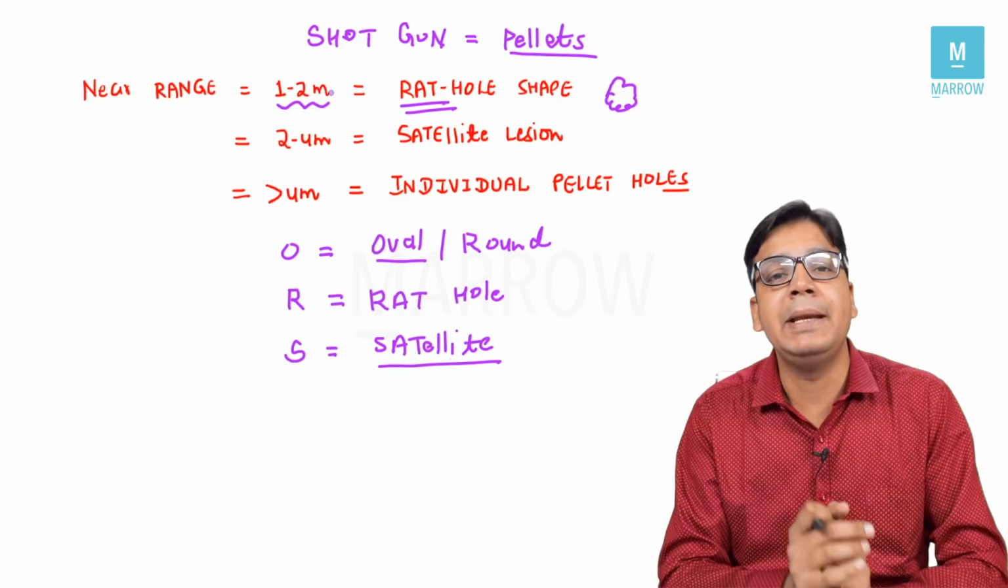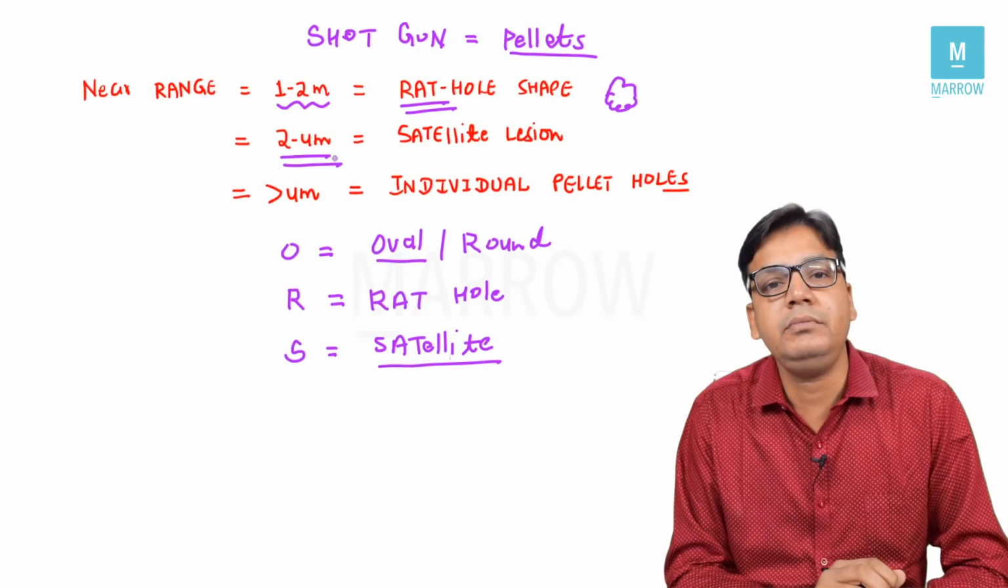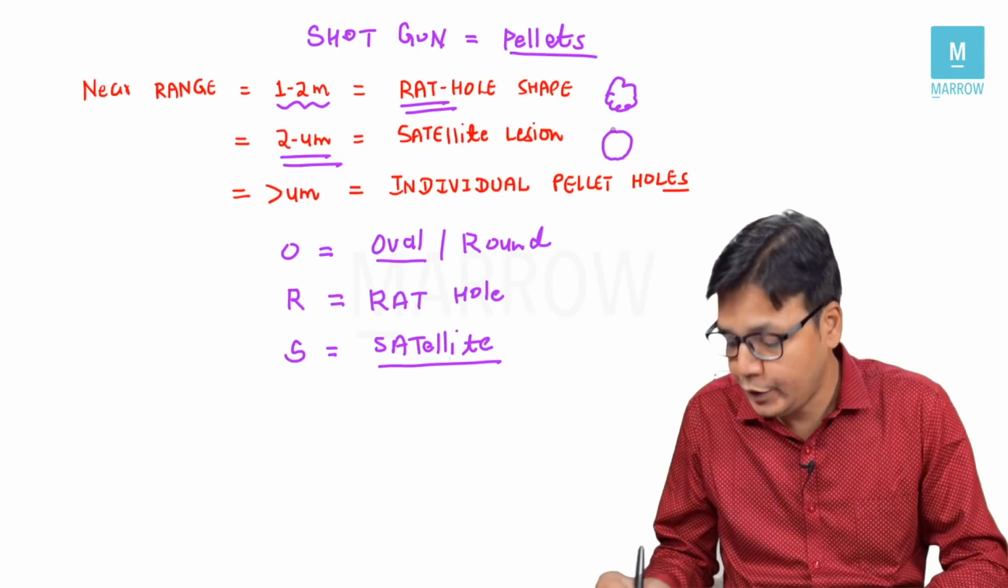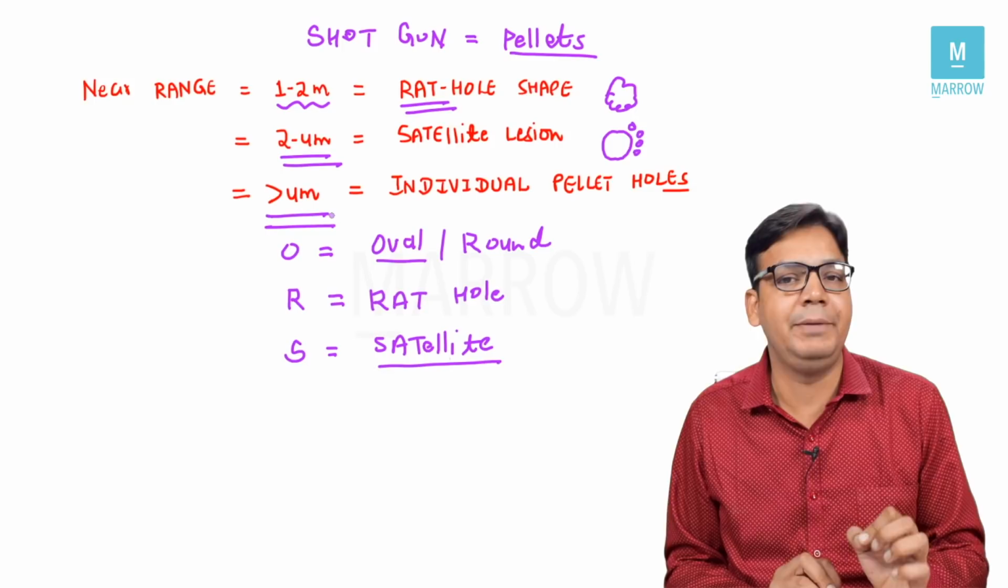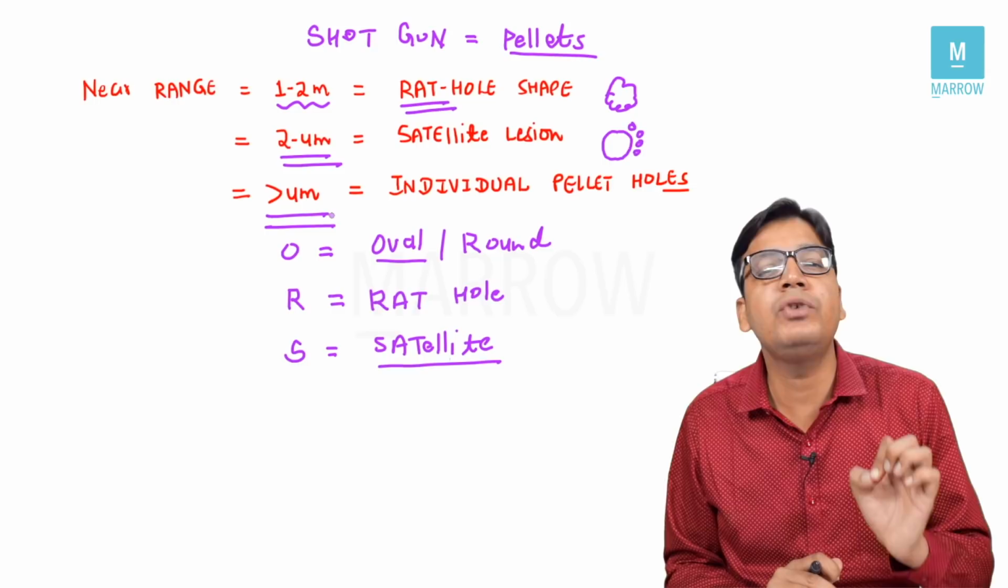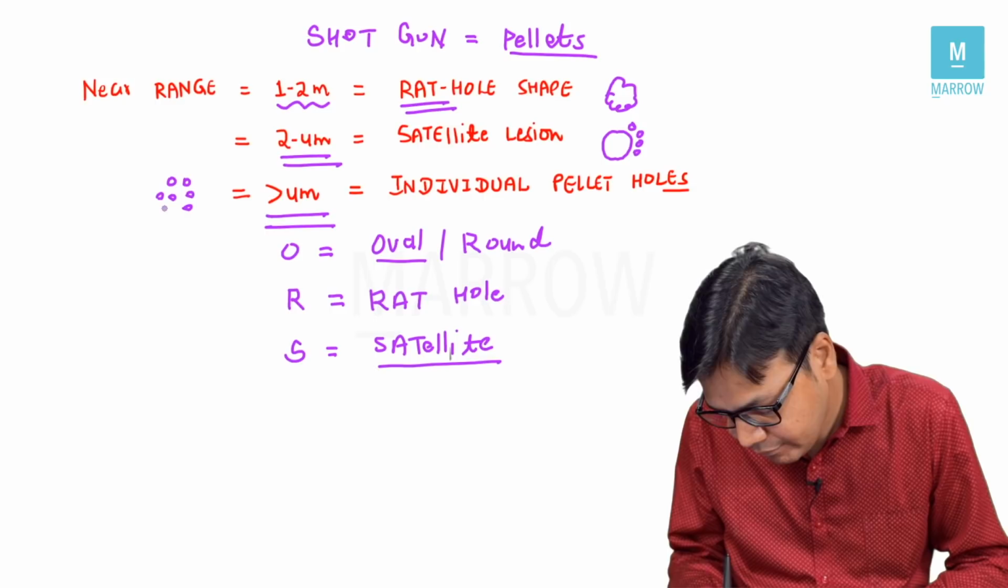Satellite at 2 to 4 meter. What is satellite? Satellite means it is a large wound surrounded by small wounds. That is satellite. And now, Doctor, I am coming to a very, very important one. This is distant range, more than 4 meter away. If it is more than 4 meter, you will find individual pellet wounds, like this. So this is very simple.